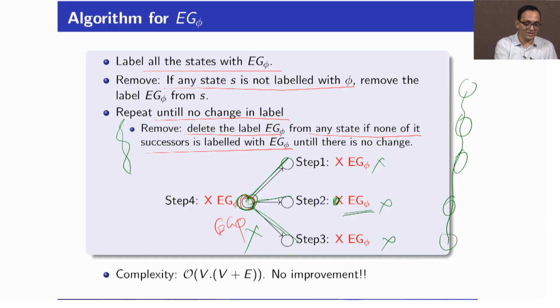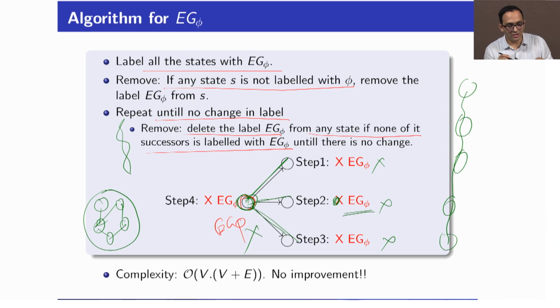So, I basically get a set of states where at least one of its successors is EG phi, and it is true for this. For this also there is at least one successor which has EG phi. For this also EG phi is true. So, effectively they will form some cycle internally. And that means for all these states I will always find a path in which phi holds globally.